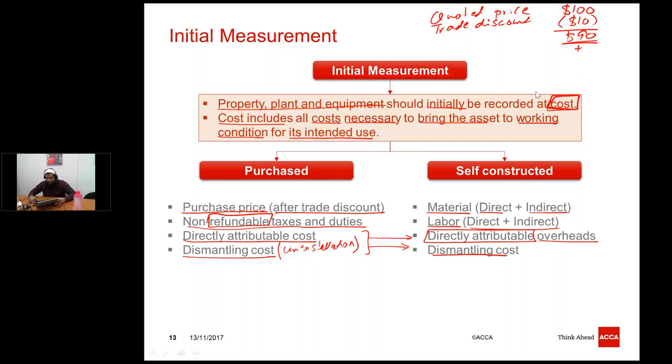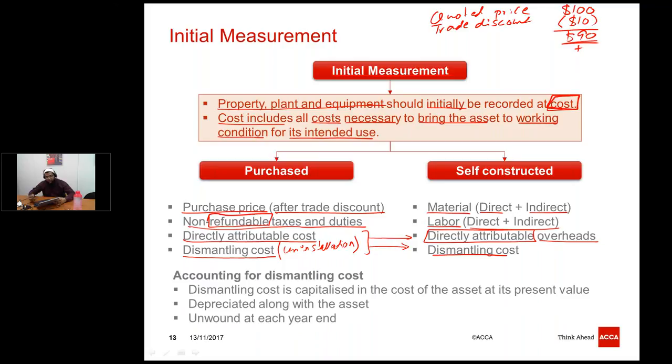That's good. Okay, now, we have discussed the purchased asset, we have discussed the self-constructed asset, and now we are going to discuss the accounting for dismantling cost. Now, what is the accounting for dismantling cost? There are 3 steps that you have to remember. Dismantling cost is capitalized in the cost of the asset. We are going to capitalize the dismantling cost at its present value.